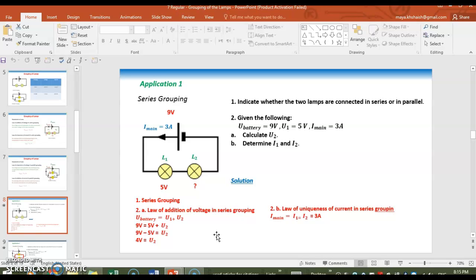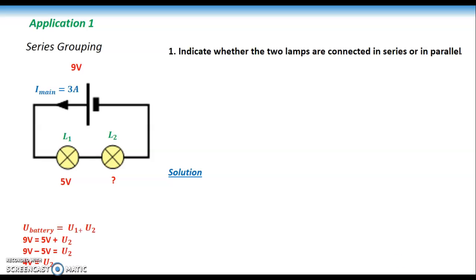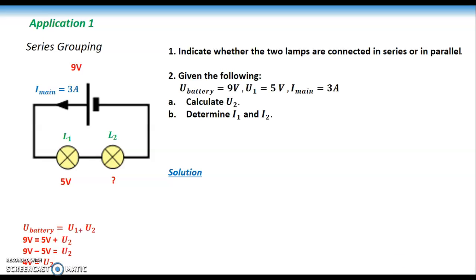Application 1. Series grouping. Number 1, indicate whether the two lamps are connected in series or in parallel, and number 2, given the following: U battery 9 volts, U1 5 volts, I main 3 ampere. Calculate U2, determine I1 and I2. So this is series grouping because only one terminal of one lamp is connected to one terminal of the other. Now here in this case there is no need to justify because the action verb is indicate.